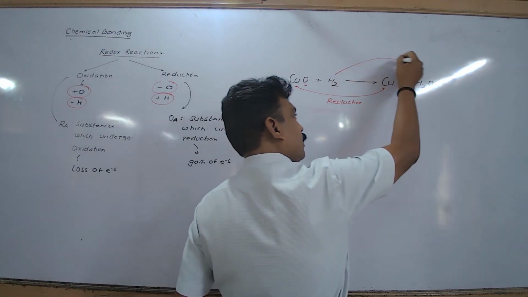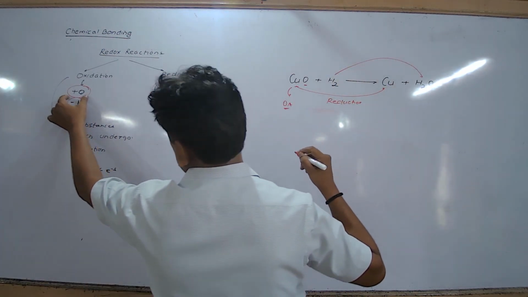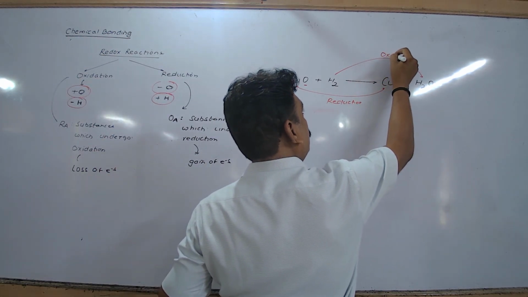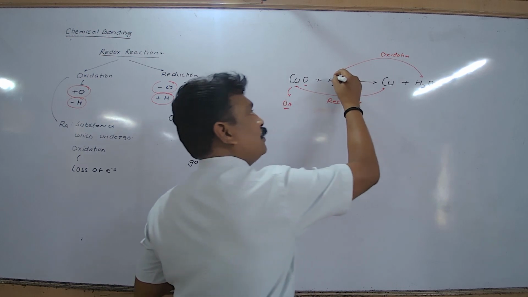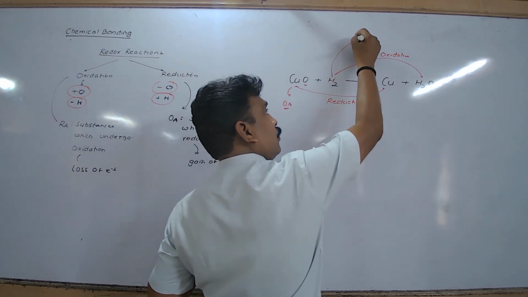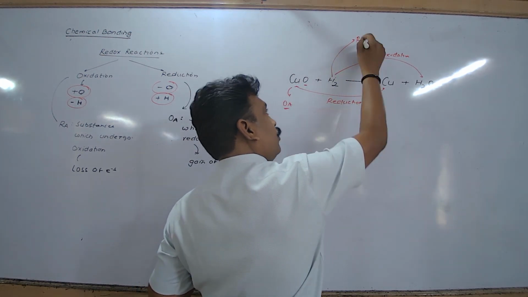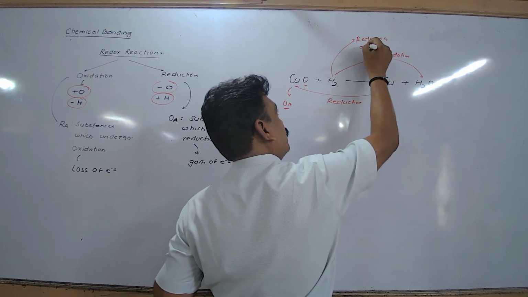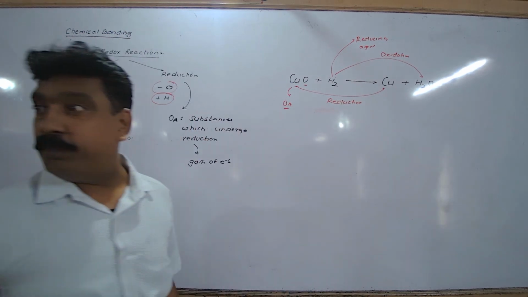Hydrogen, on the other hand, there is an addition of oxygen. Addition of oxygen means oxidation. Now substances which undergo oxidation are said to be what? Reducing agents. Yes or no? So here, reducing agent. Let me give you two more examples and then you find out.